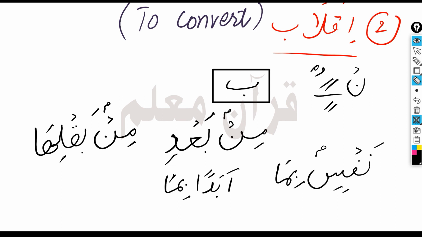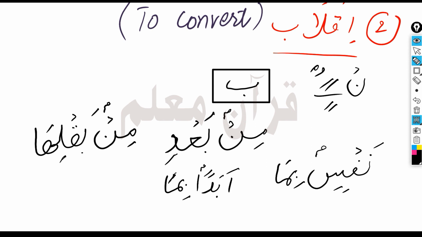As you know, when we have letter ba after the tanween, we need to change the sound of the noon sakin to mim. How we do it? Abadam. We put a small mim here on the top and read it with the mim sakin. Abadam bima with the tanween. Abadam bima. We do the ghunnah.